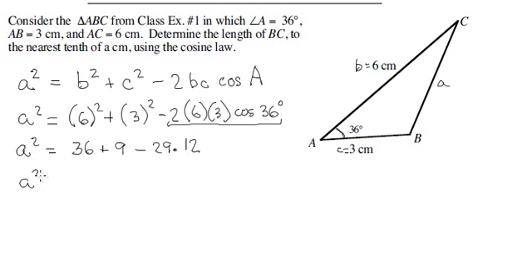So A squared is 36 plus 9 is 45. 45 take away 29.12 should be 15.88.